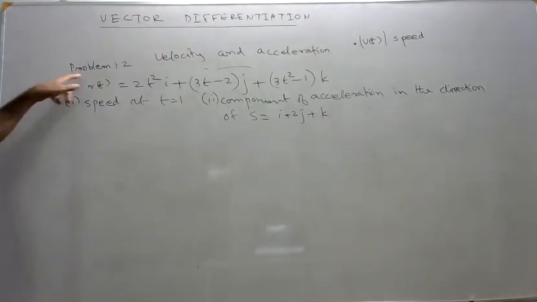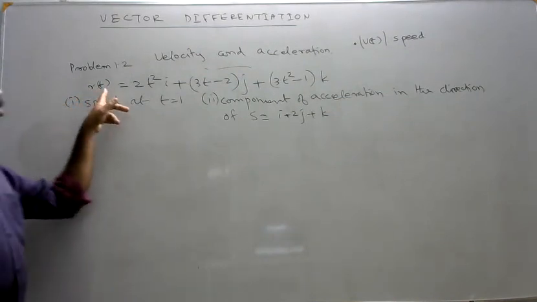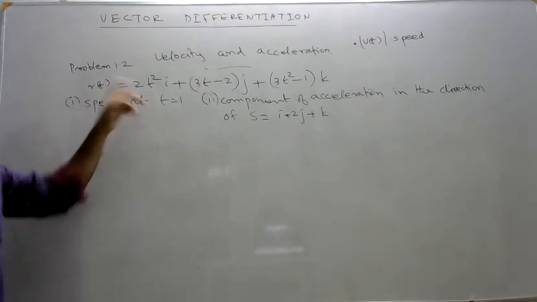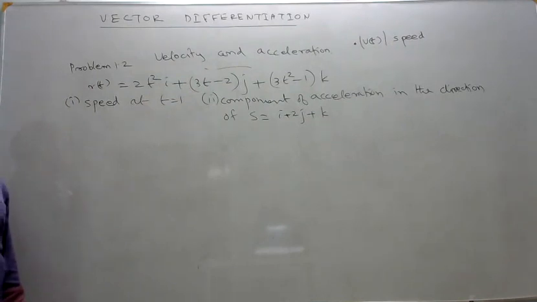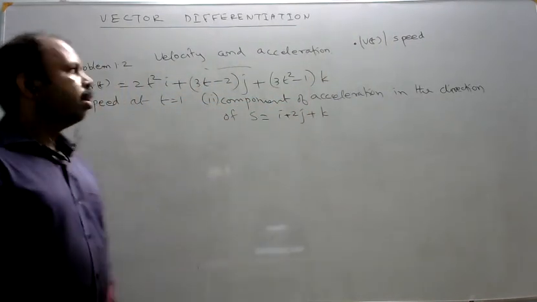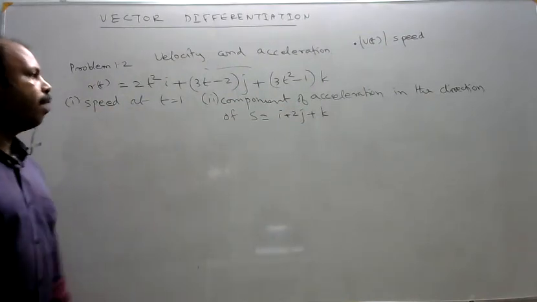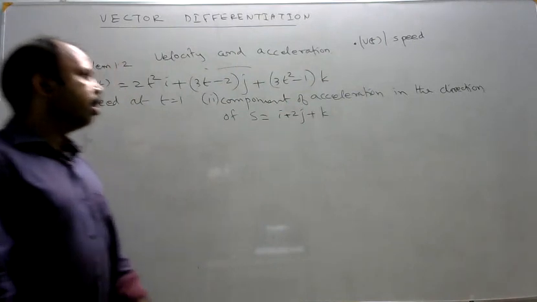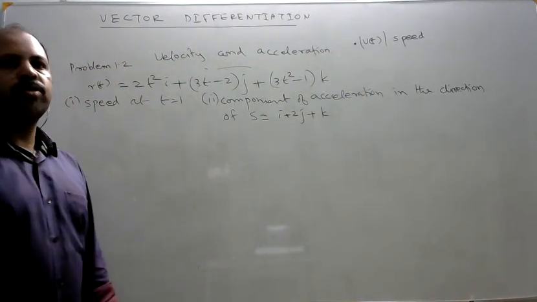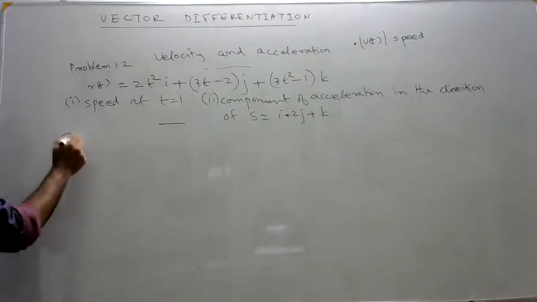Problem number 1.2. The instantaneous position vector of a particle is given by r(t) is equal to 2t square i plus (3t minus 2) j plus (3t square minus 1) k. We have to find its speed at t equal to 1. Also, the component of acceleration in the direction of the vector s is equal to i plus 2j plus k. Solution.